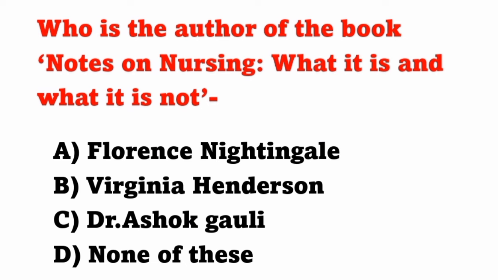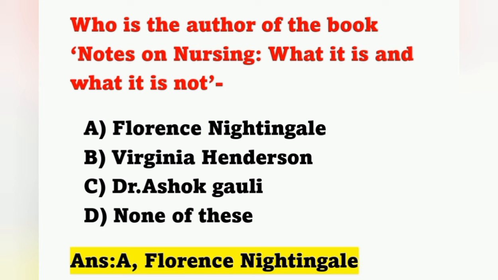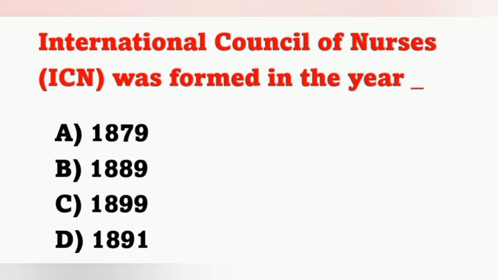First question: who is the author of the book Notes on Nursing: What It Is and What It Is Not? Our options: option A, Florence Nightingale; option B, Virginia Henderson; option C, Dr. Ashok Gowli; option D, none of these. The correct answer is option A, Florence Nightingale. The book name is Notes on Nursing: What It Is and What It Is Not, by Florence Nightingale. Option A.